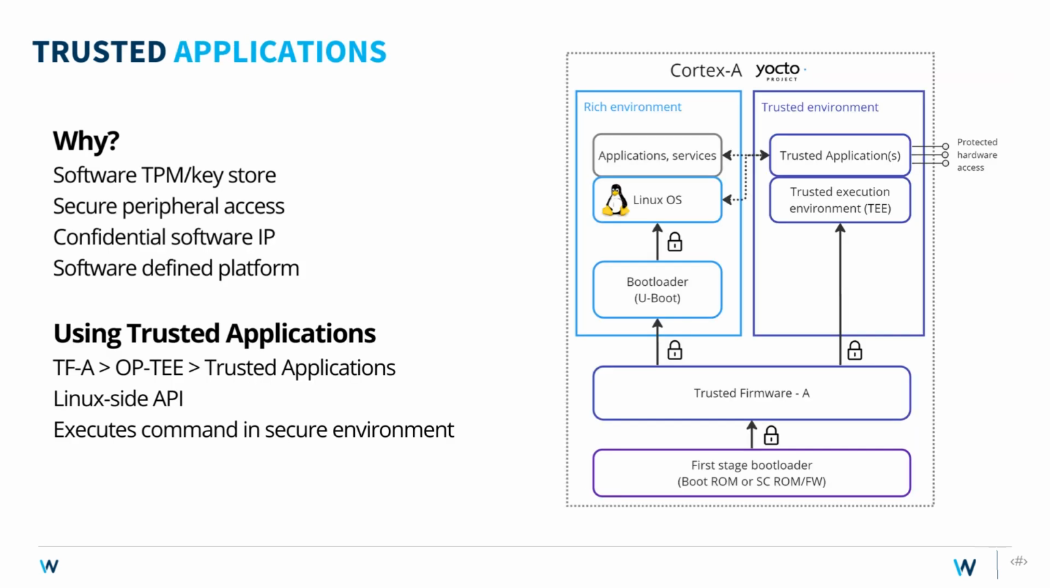The second one is trusted applications, of course. And why you could use that: if you want to build a software TPM, if you want to secure some peripheral access. So we're not talking USB, but for example, if you have an I2C, if you have an EEPROM, any simpler peripheral that you can communicate to and that you really want to secure. If you have confidential software IPs that you don't want to expose on the enclave, as you said, a non-isolated system.